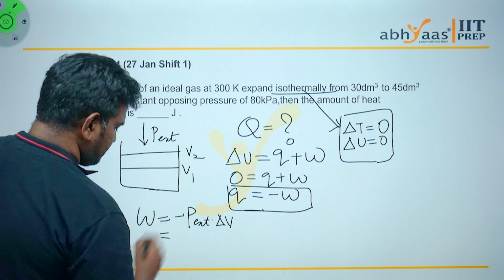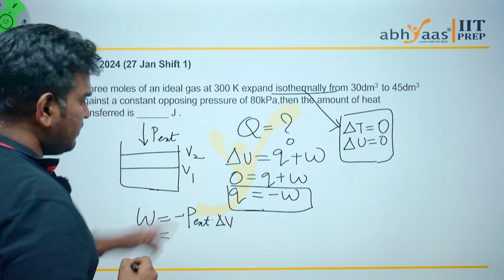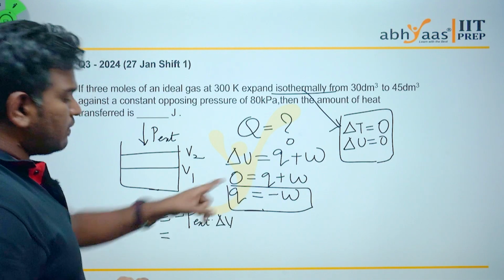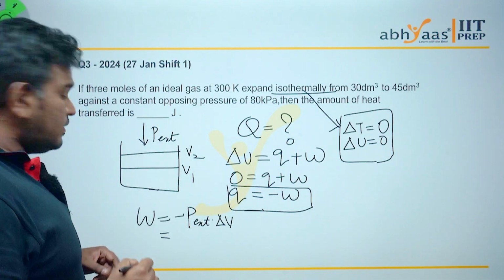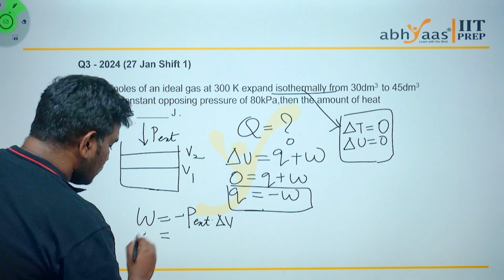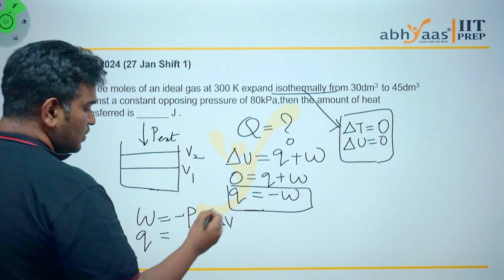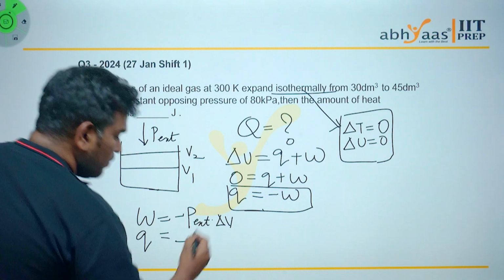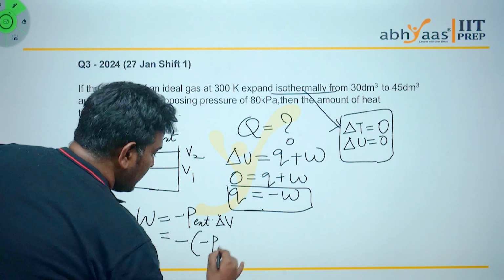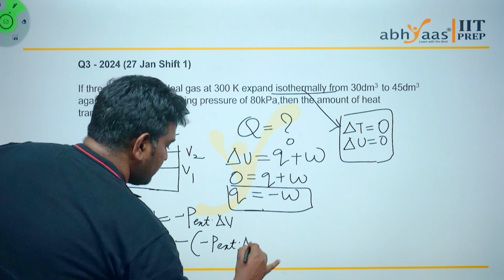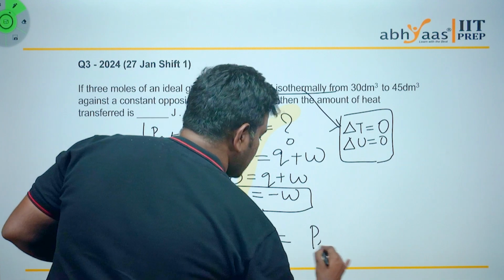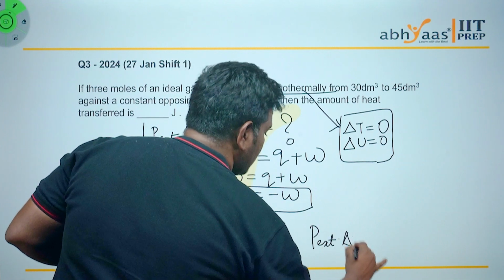So here, what can I write? Here we have known Q is equal to minus W, and I have W value is equal to minus P external into delta V. So I can write Q is equal to, what is Q? Minus W. So minus W value, I am taking it as minus P external into delta V, right? So I can write it as P external into delta V.